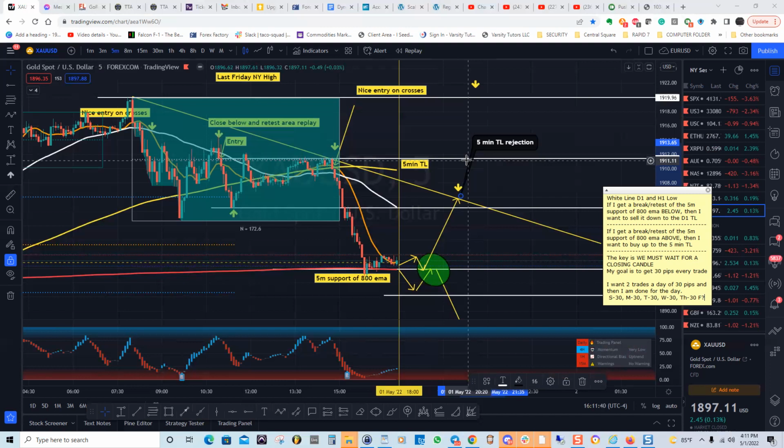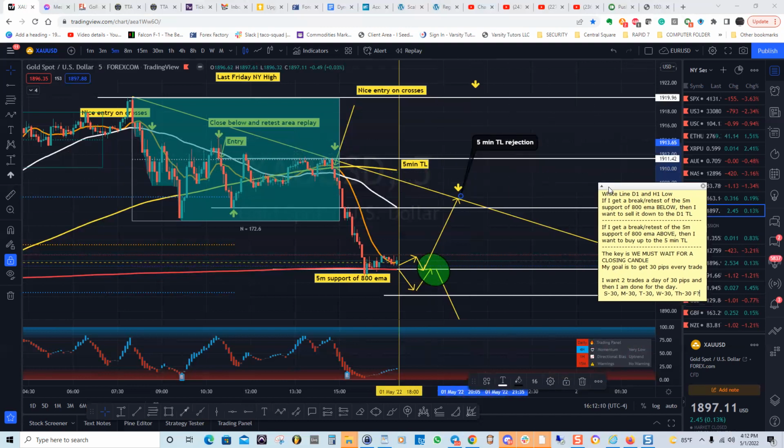Yeah. And I think another takeaway for me is make sure I'm not entering any counter trend trades, unless, like you said, you get those strong crossovers. Think of it like this. Your entries are going to be when the crosses are. Your entries are going to be where the candles close below and retest. Those are your entries. Your entries should be here.